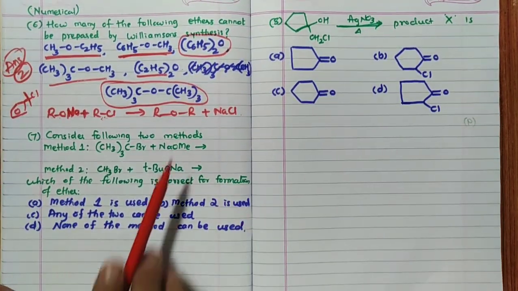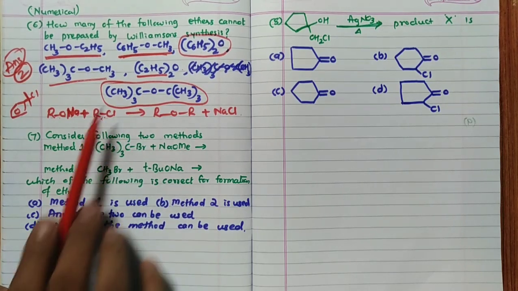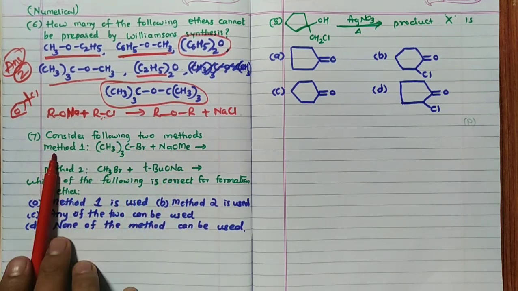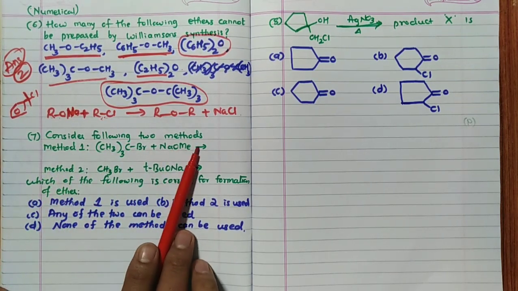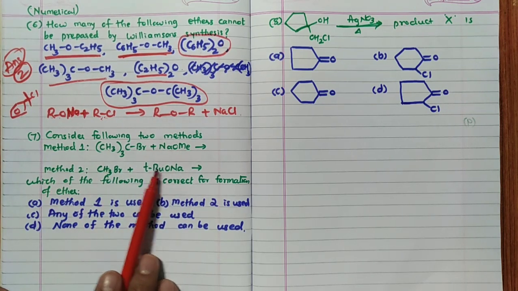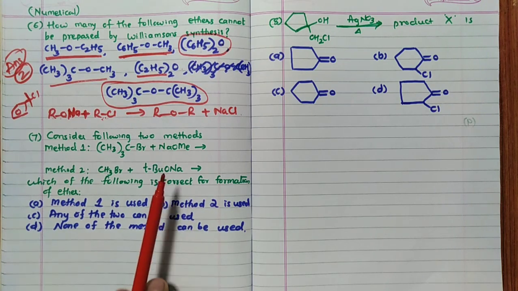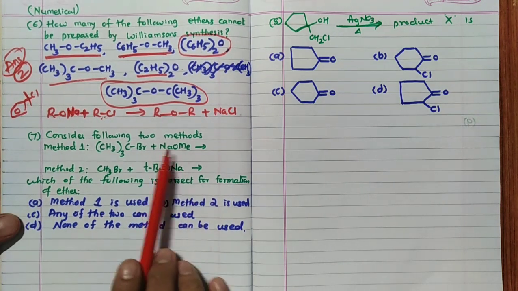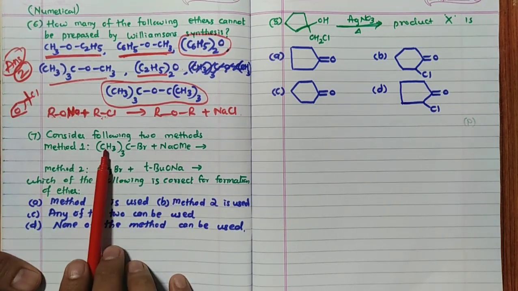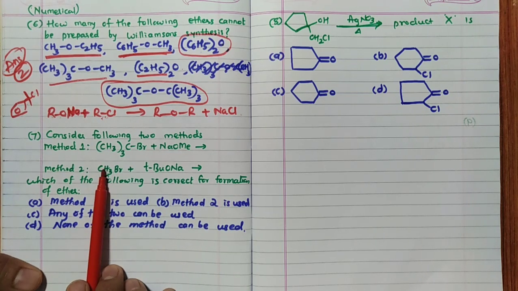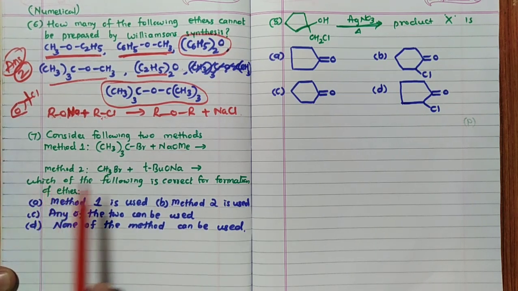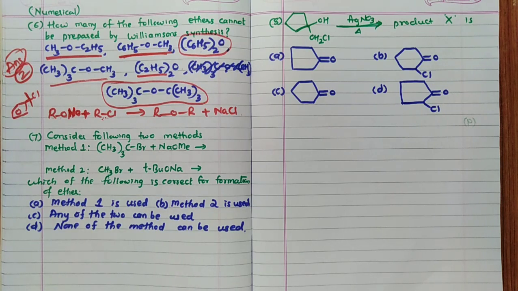Now, for this question, I will tell you the answer here. Consider the following two methods. Method 1, CH3 thrice CBr with NaOMe. Method 2, CH3Br with tertiary butoxide, the sodium salt of tertiary butyl alcohol. So the sodium salt of methyl alcohol, and the alkyl halide is tertiary here; the alkyl halide is primary here. Now, which of the following is correct for the formation of ether? They are asking.